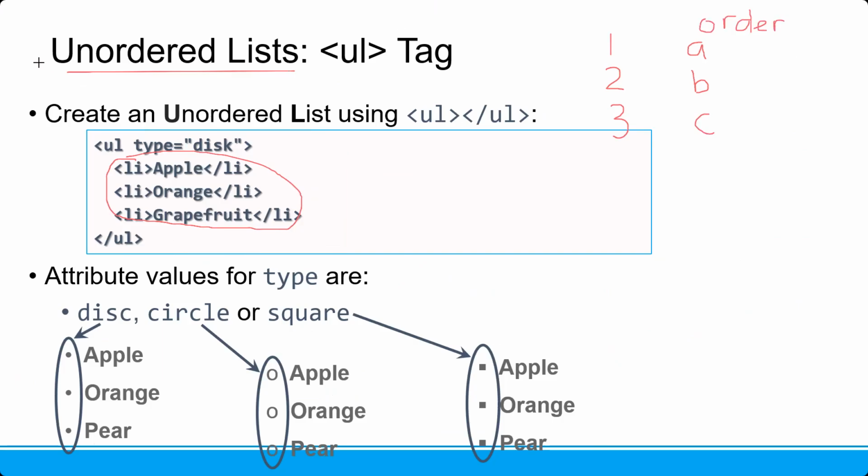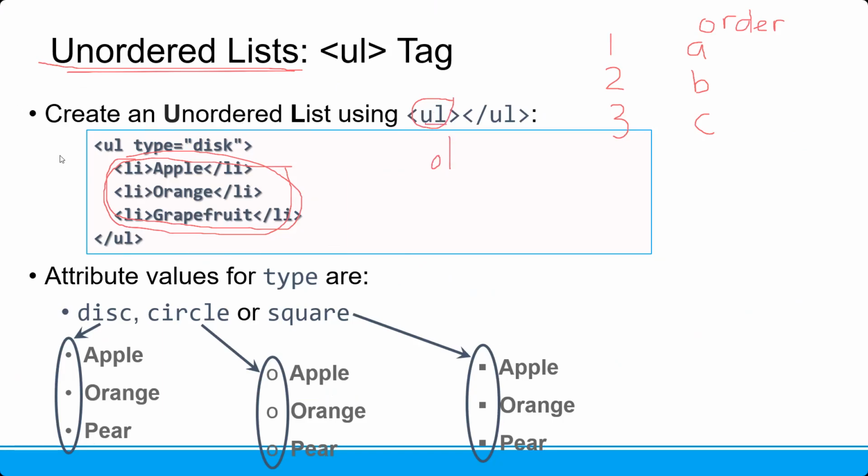But unordered means I do not need the order. I don't care which one is the first. I don't care which one is the second. As long as it belongs to the list, you can specify it with UL. So OL is the ordered list, but UL is the unordered list.